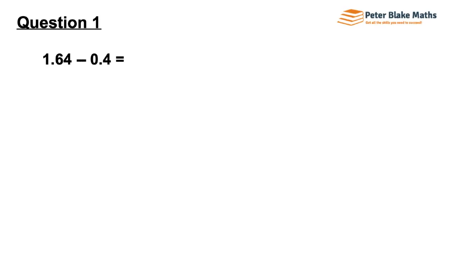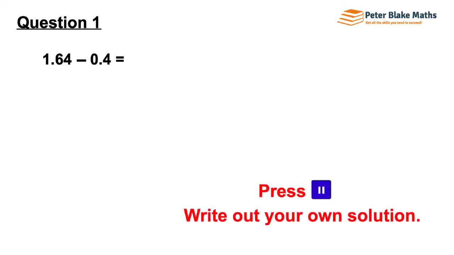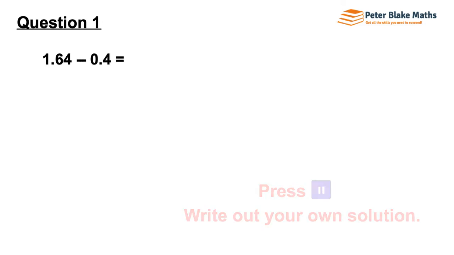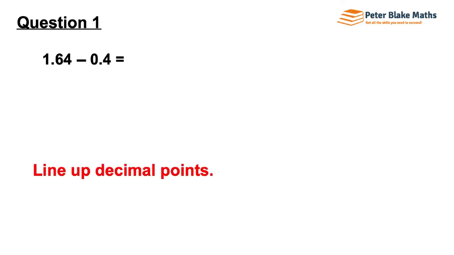Question 1. 1.64 minus 0.4. We want to line up our decimal points, setting our work out clearly. So I'd write it out like that and make sure my decimal points all line up, because the decimal point in my answer is going to be underneath those decimal points.